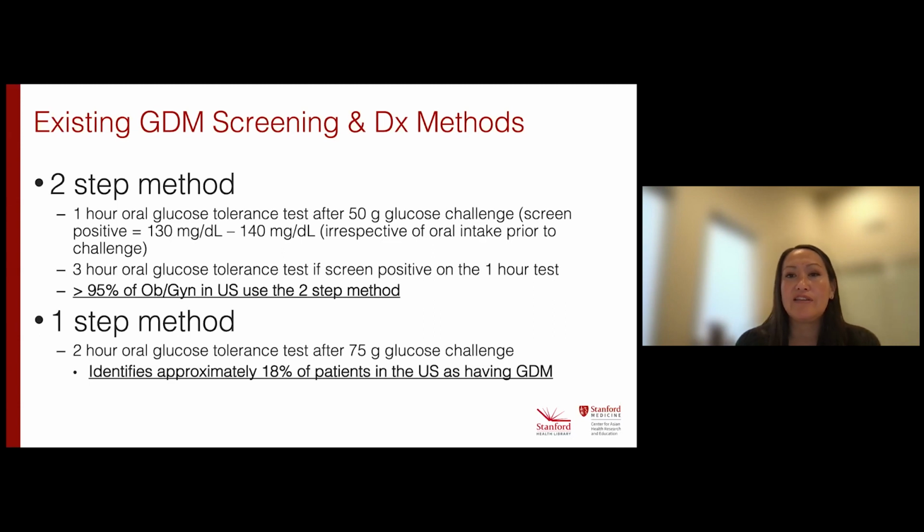And so the other method that is used is the 1-step method. And this is the 2-hour oral glucose tolerance test, like the one that I talked about for that HOPO trial, where you use the 75-gram glucose challenge, and it's fasting. And the thing to note about this method is that it will diagnose approximately double the number of patients as having gestational diabetes than if you use the 2-step method.